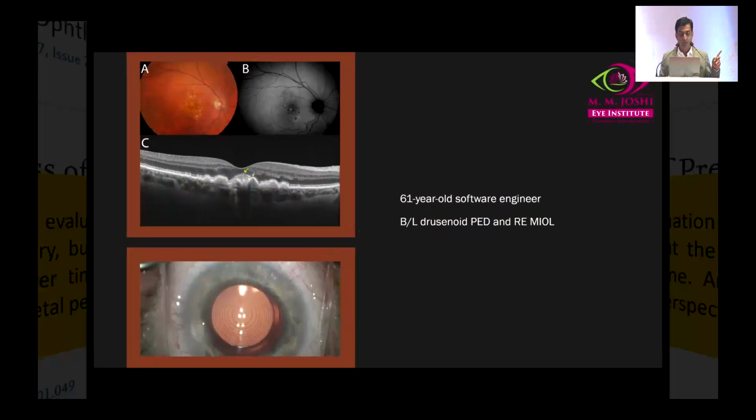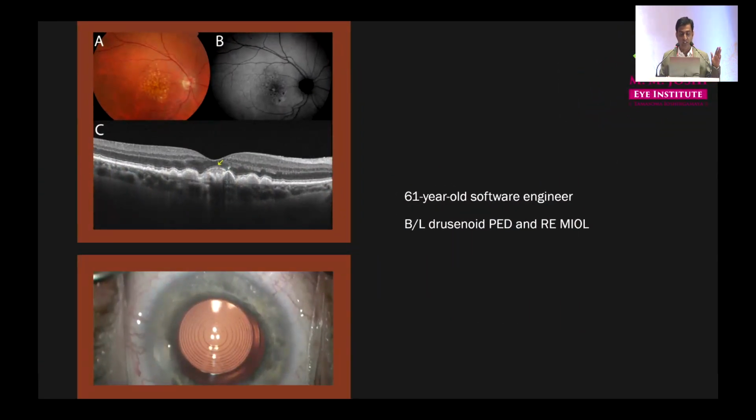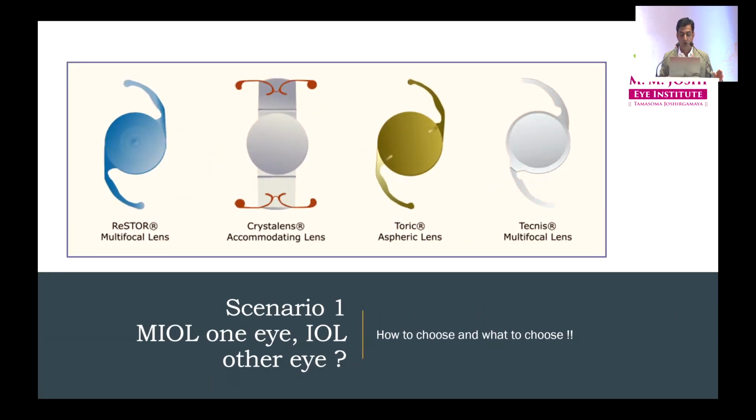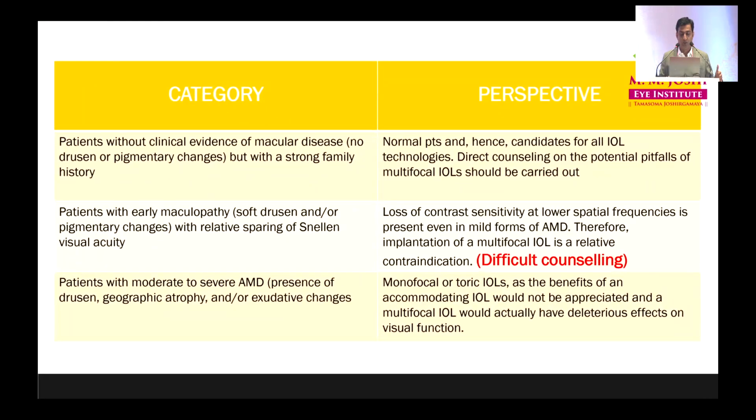So let us look at the 3 scenarios. One, a 61-year-old software engineer, bilateral drusenoid PED, right eye multifocal IOL. So how to choose and what to choose? There is a plethora of IOLs already available in the market for the other eye. So there is definitely the category and the perspective, especially the patients with early maculopathy with pigmentary changes are difficult counseling.